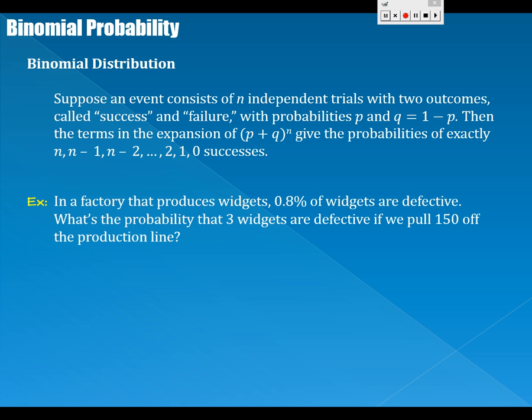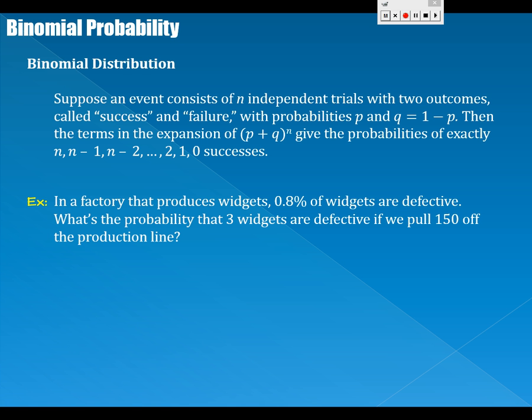In here I have them as success and failure, but obviously, like getting a defective widget, we're going to consider a success, I guess. I mean, just for the sake of the problem. That's why there are scare quotes around the success and failure. That doesn't mean good versus bad. Okay.